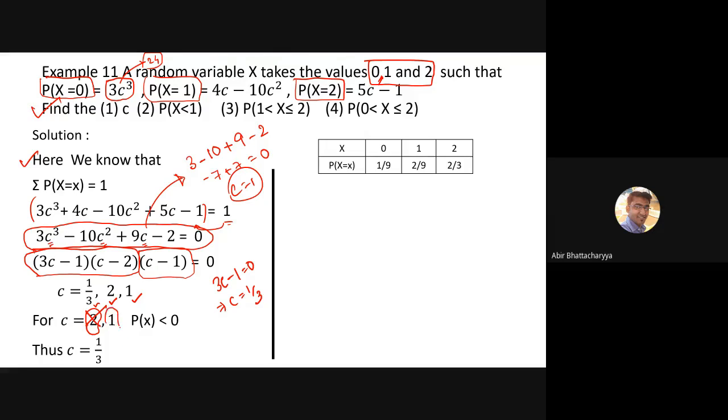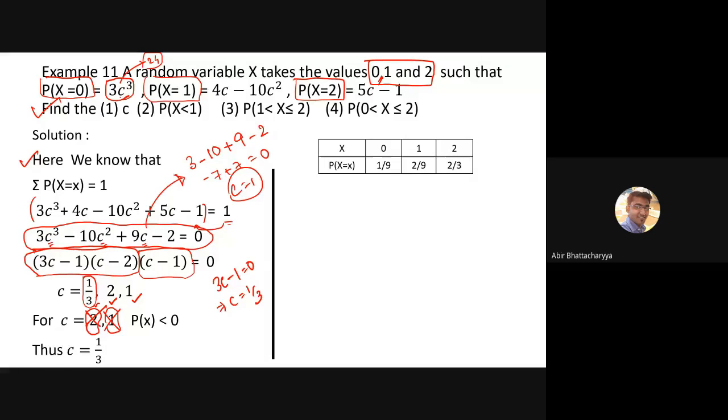Now 1. If I put 1, I will get probability equals to 3. 3C cube means 3 times 1, which is 3. 3 is also not possible as a probability. So we'll cancel it, we ignore it. Now the last option is 1 by 3. So 1 by 3 is by default our option. You can put 1 by 3.